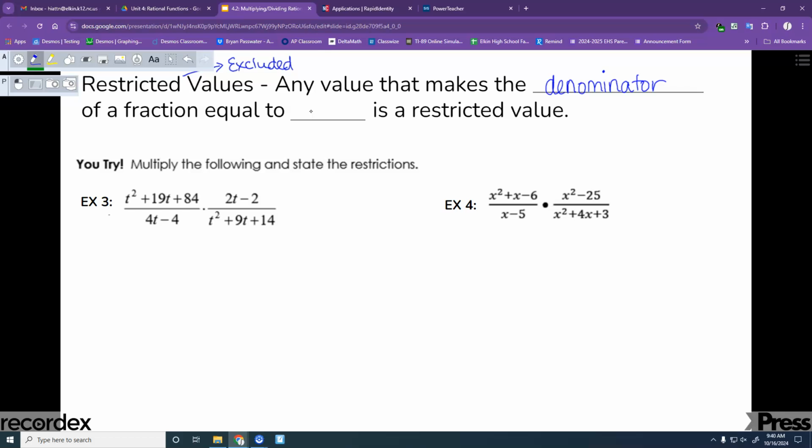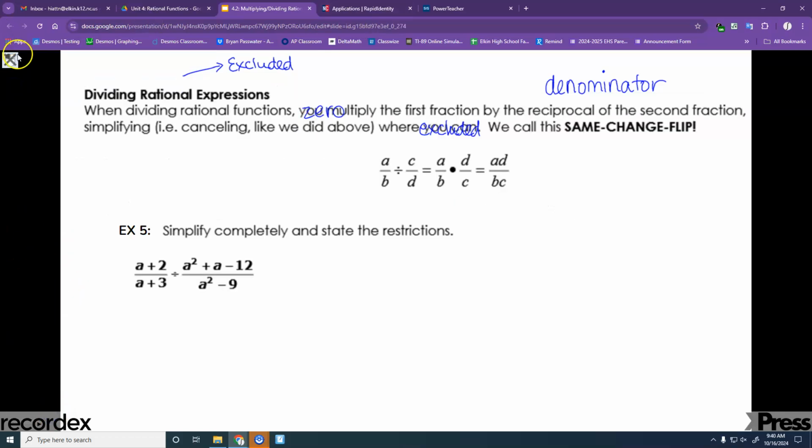All right. Any value that makes the denominator of a fraction equal to 0 is a restricted, or you could use the word excluded, value. Now, we have already done a couple of these, which I think is going to be sufficient for today. So we are going to skip over this. We're going to go to dividing.